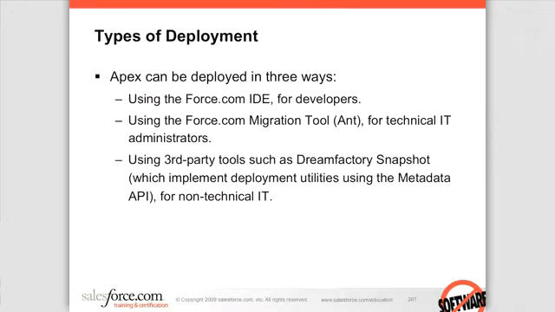Finally, there are third-party tools with which we can deploy metadata to our production org, and one of them is Dream Factory Snapshot. In my experience, some people prefer Dream Factory Snapshot versus the Force.com IDE. It does a lot of additional things. For instance, it has a fairly nice side-by-side view. The drawback is that it does cost money to use this tool. As opposed to the Force.com IDE, which is free, Dream Factory Snapshot has a license fee.